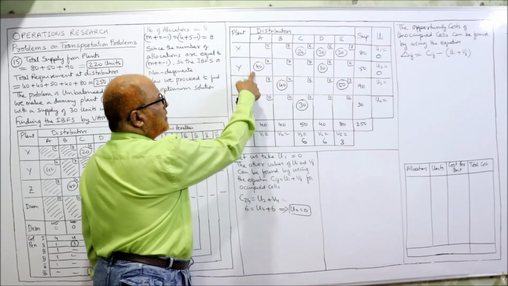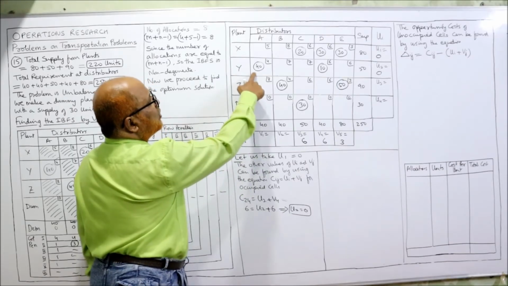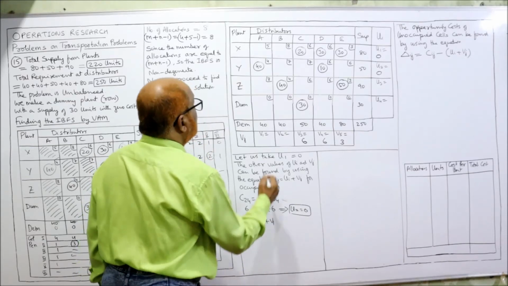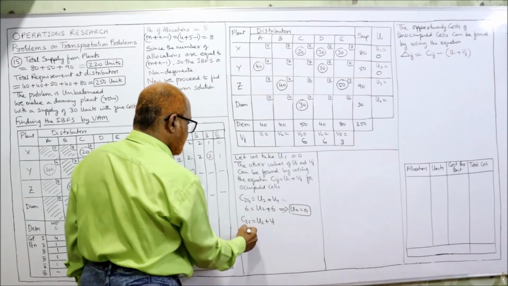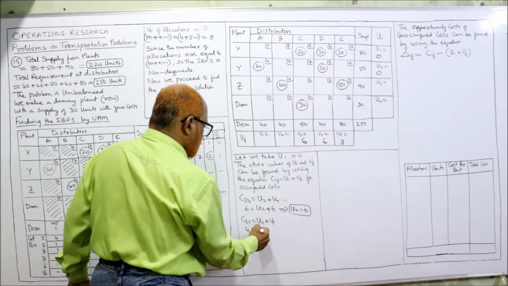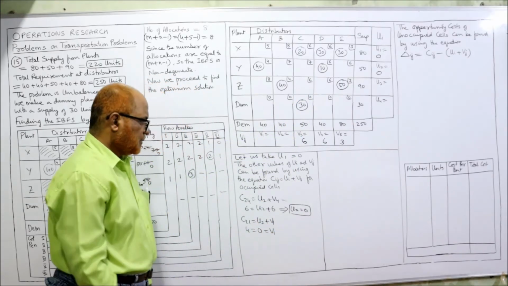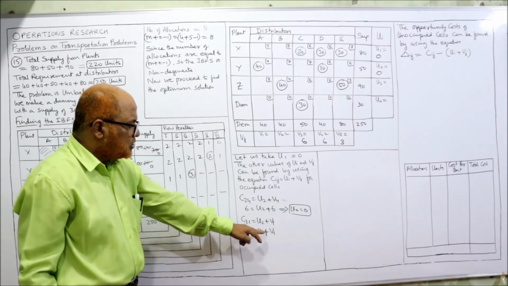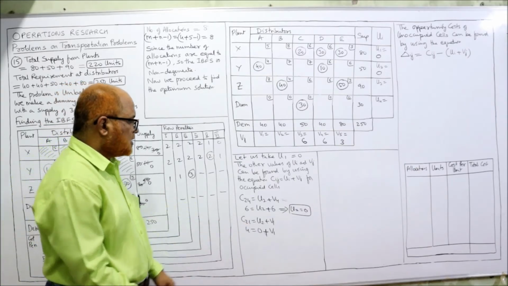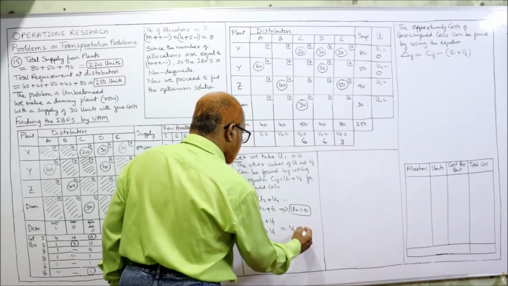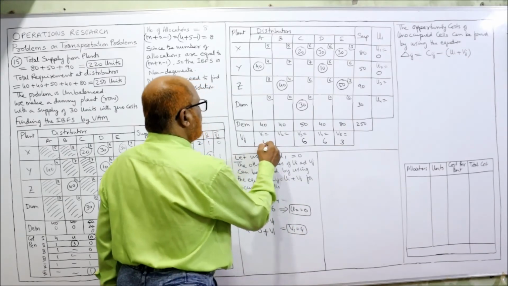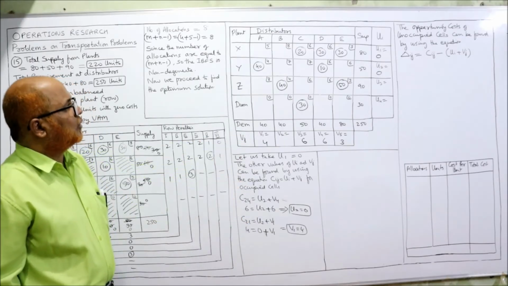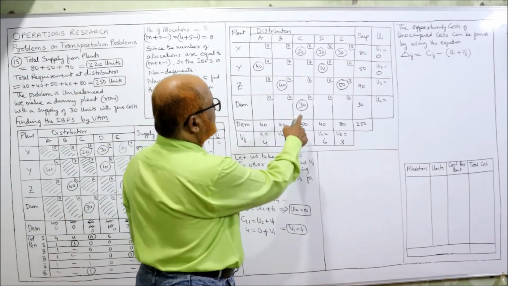Now take this cell to find out the V1 value. What is the location? 2, 1. So C21 is equal to U2 plus V1. How much is C21 here? 4. Then U2 we got 0. So 4 is equal to 0 plus V1, right? In other words, V1 is equal to 4. V1 is equal to 4, right? U2 is 0. V1 is 4.